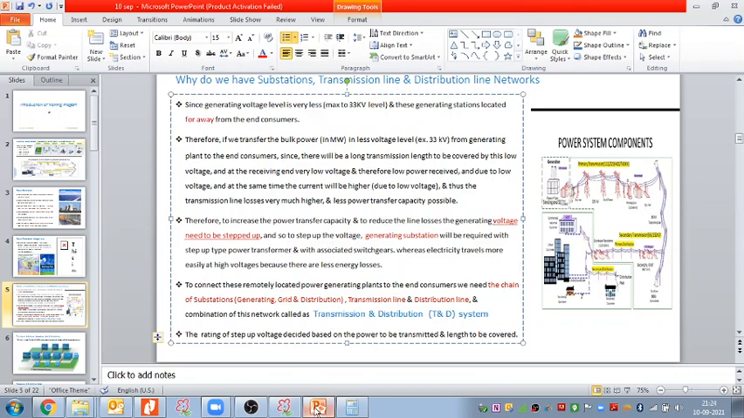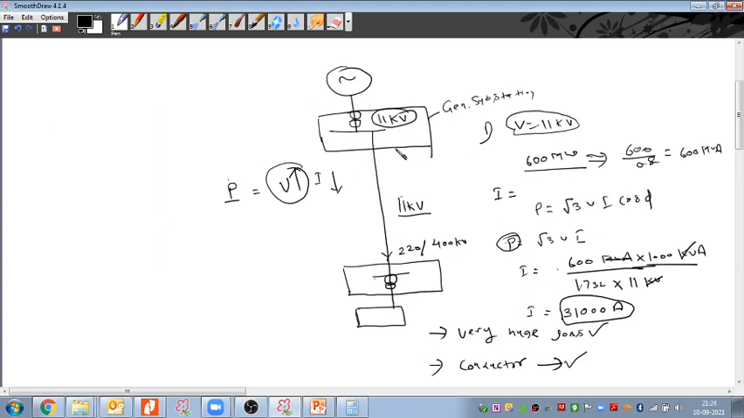Because with just these two substations we cannot cover everything, we also apply grid substations in between. If there is another geographical region, with the help of the same transmission line we can feed the nearby geographical region also. So we require some intermediate or grid substations.